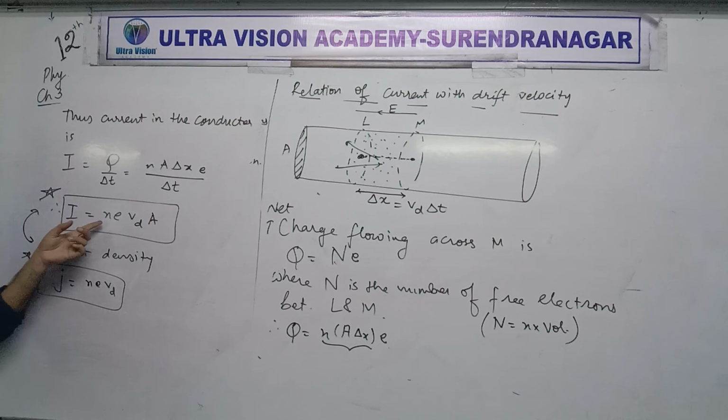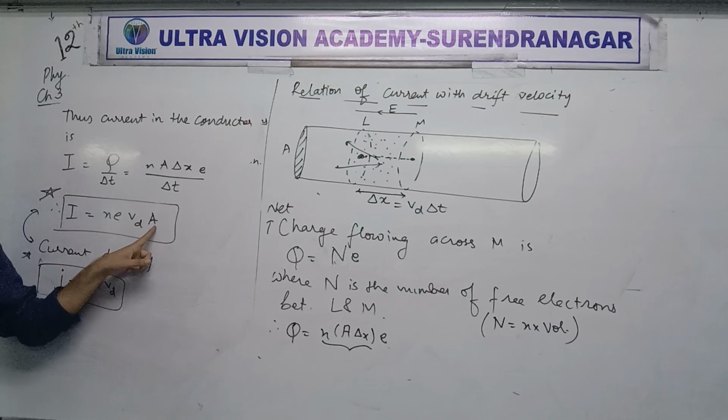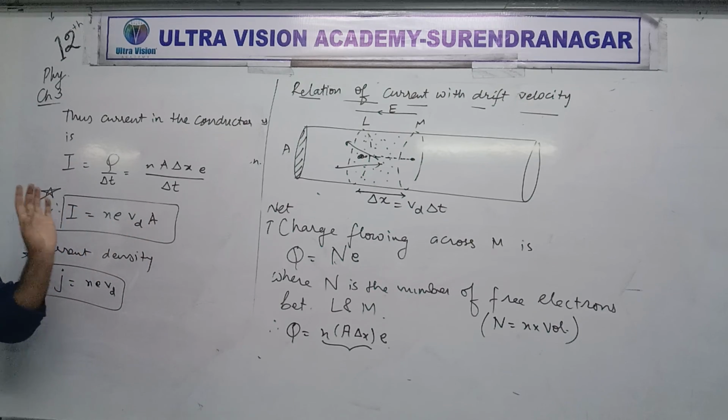The terms are very important to remember. I for current, small n for number density of free electrons, E for charge of the electron, Vd for drift velocity of the electron, A for sectional area.